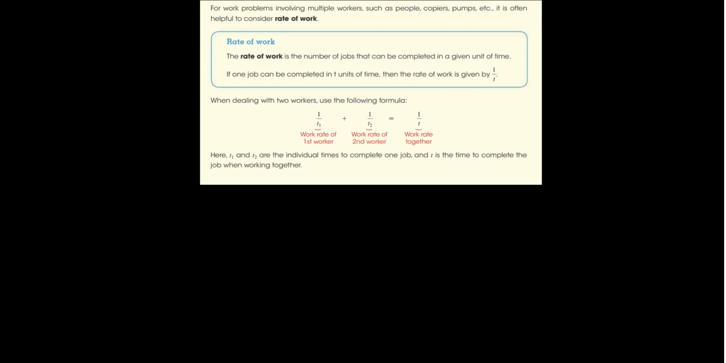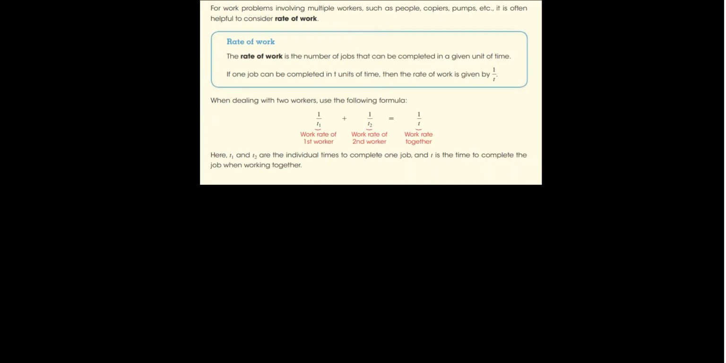So let's break this down and see what it's saying real quick. Rate of work. The rate of work is the number of jobs that can be completed in a given unit of time. If one job can be completed in t units of time, then the rate of work is given by 1 over t. It's pretty easy. When dealing with 2 workers, use the following formula. And I promise you, this formula will do you good, especially if you plan to go to graduate school later on.